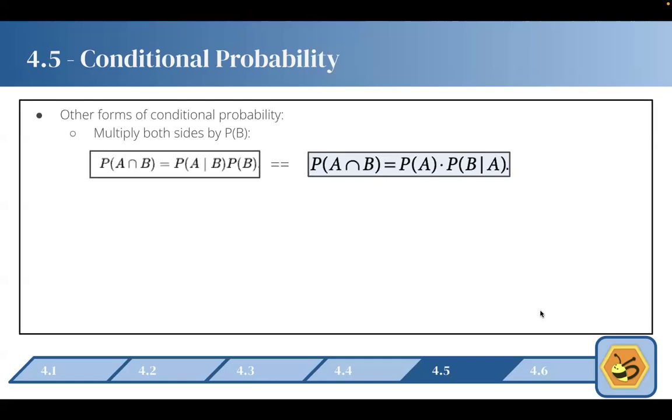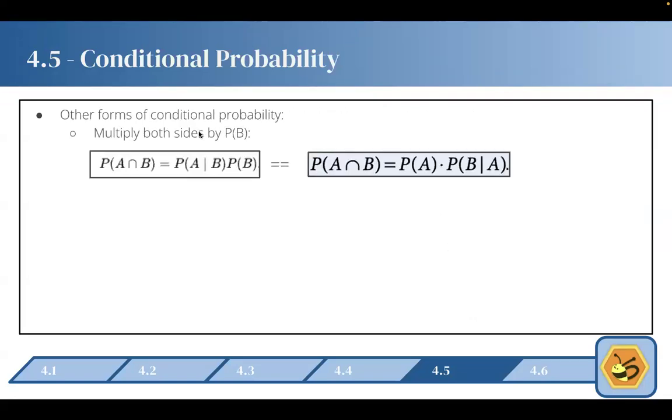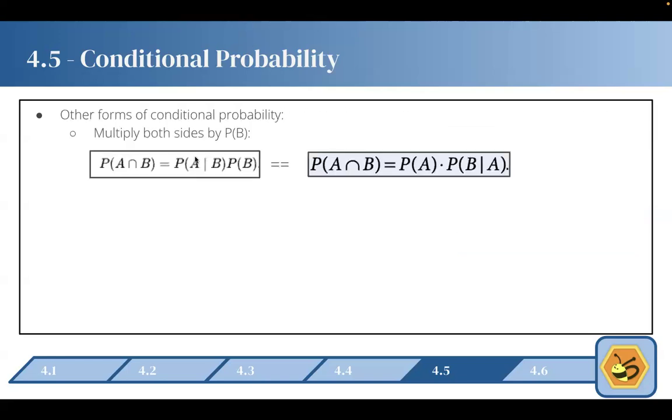All right, so other forms of conditional probability. Let's take a look. If we know that this is the case, can't we just multiply both sides by the probability of B? If we do that, we'll get, which one is it? It's this one. If we multiply both sides by P of B, we get P of A and B equals P of A given B times P of B. So this is also equal to this, they're both the same thing.